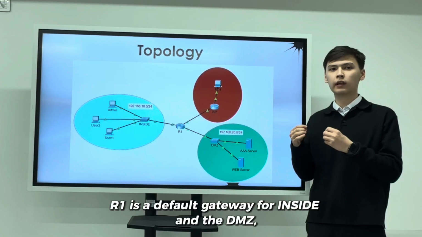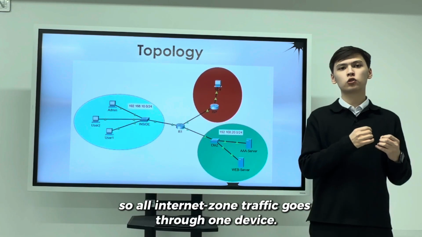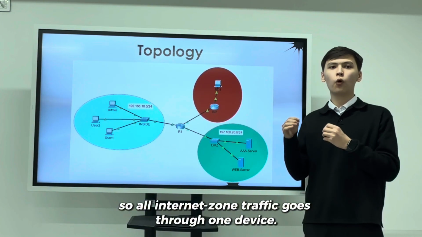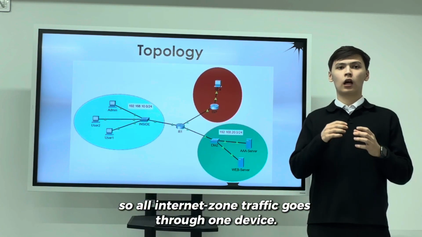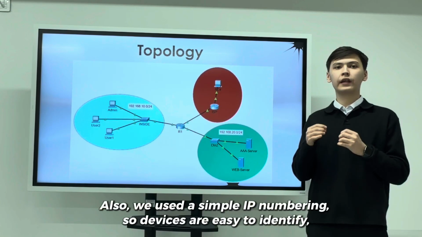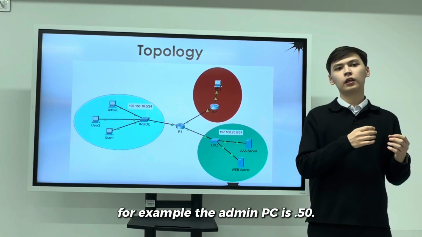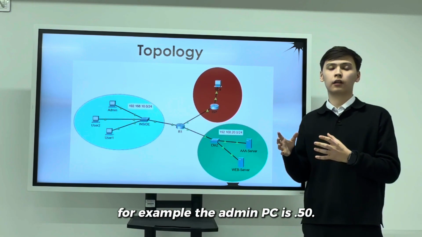R1 is the default gateway for inside and the DMZ. So all inter-zone traffic goes through one device. Also, we use a simple IP numbering, so devices are easy to identify. For example, the admin PC is 15.